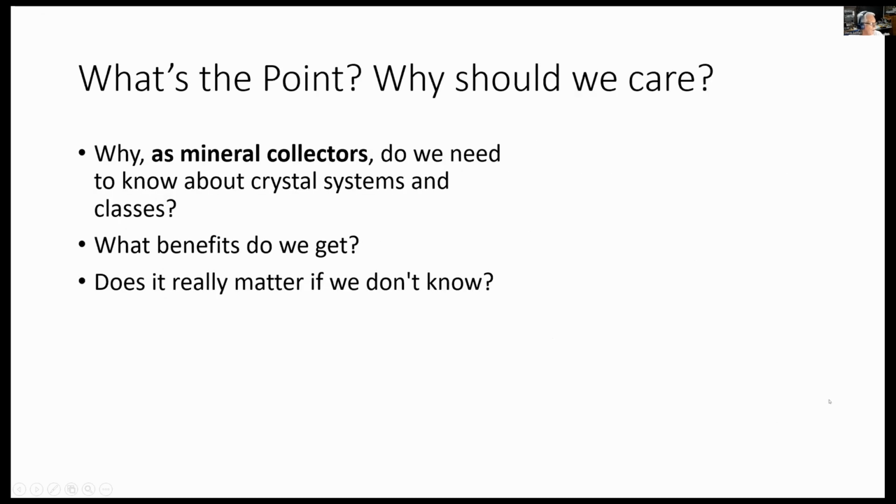So why, as mineral collectors, should we care about this? Why do we need to know? Do we get any benefits from it? And does it really matter if we don't know? What I'm going to do at the moment is just open up to discussion. So if there is anybody that wants to throw something into the mix.